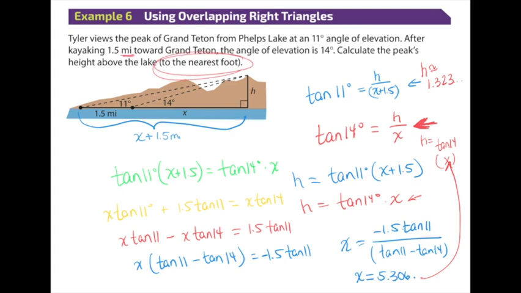So you do need to multiply that by 5,280 feet in 1 mile, which gives you, to the nearest foot, 6,985 feet.